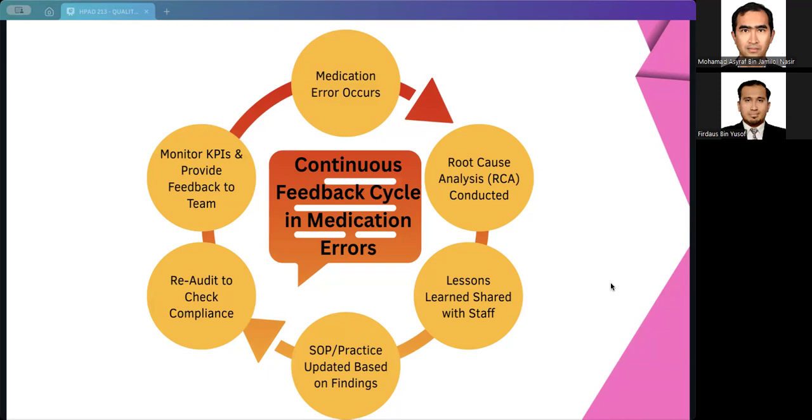Next, we update our SOPs based on the findings. This ensures that we adapt our practice to prevent similar errors in the future. Finally, we perform a re-audit to check compliance with new SOPs, monitoring KPIs, providing valuable feedback to our teams about how effective we are in implementing these changes. Next.